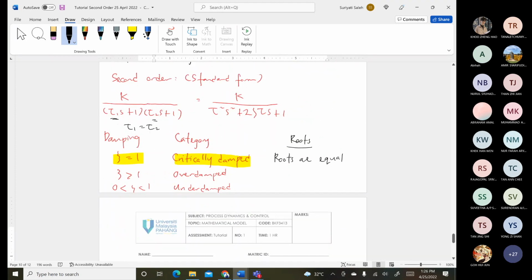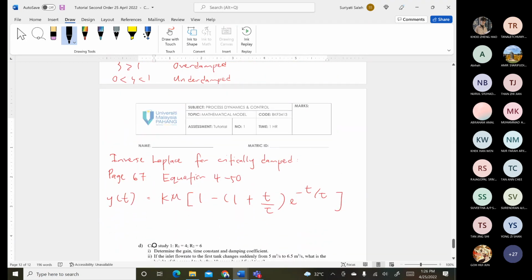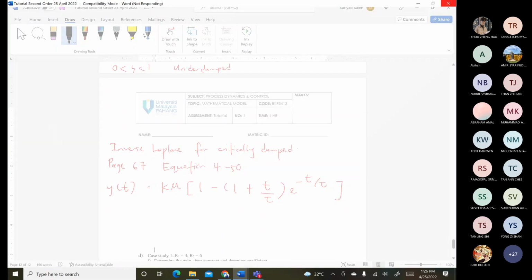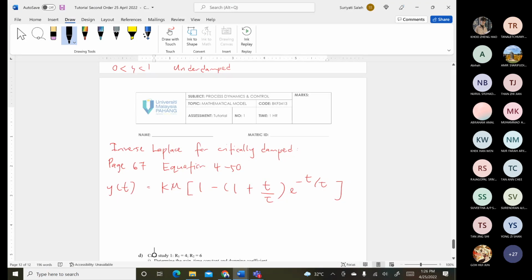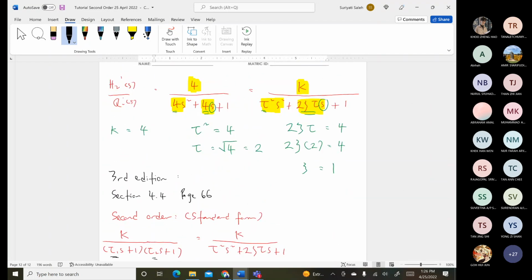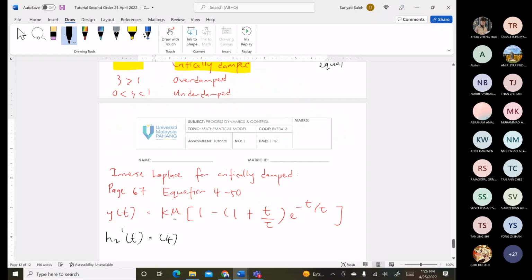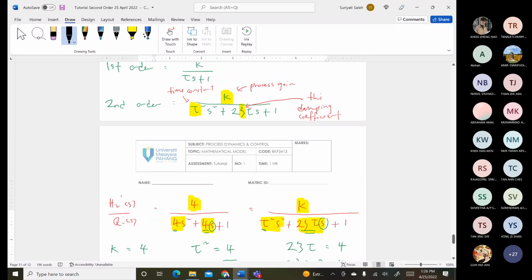Now, once we obtain the inverse Laplace, this one is the general equation. So we can put it into perspective. Here, our equation will be the height of the second tank. So that means we put H2 prime of t equal to K. The K in our case will be 4. M is for the magnitude, the magnitude based on your input.